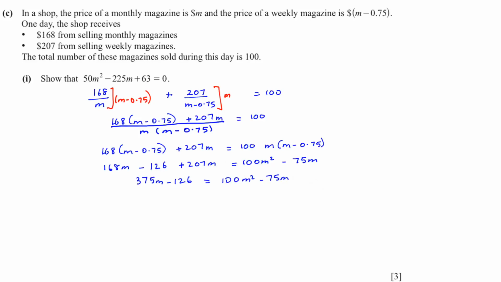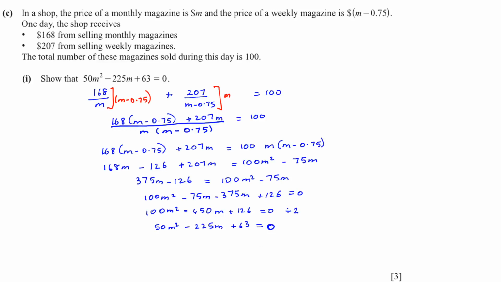Bring everything on one side. So 100M square minus 75 plus 375 will be negative 375 plus 126 is equal to 0. Add the like terms together. This is still not the same as this equation, but we can see this is 50 and this is 100. So if we divide by 2, we'll get the same equation. And here is the same equation as they asked us to show in the question.